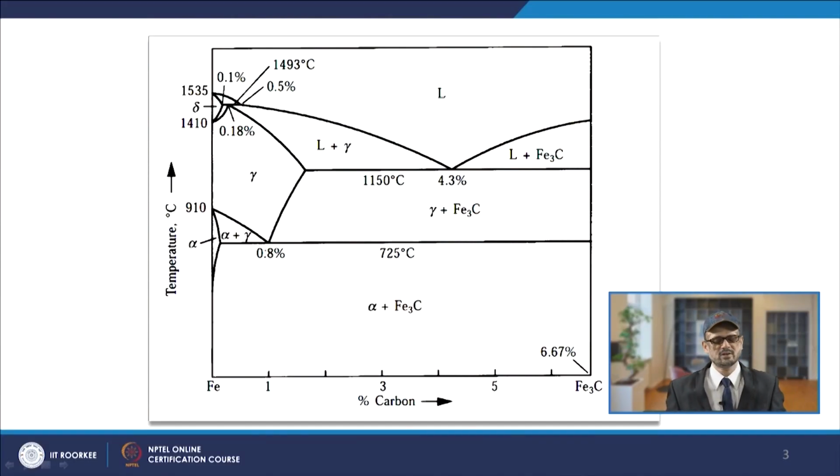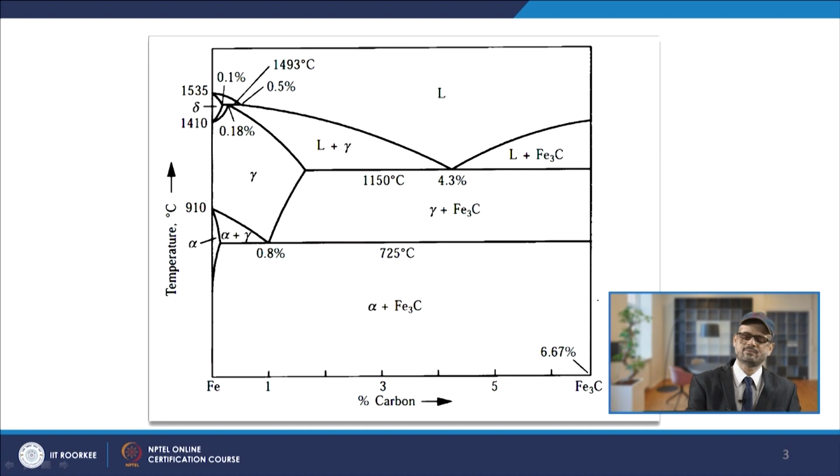So, this is your eutectoid point. At the eutectoid point, what you see is that this gamma, which is of about 0.8% carbon, while cooling will convert to, on one side, this alpha and, on the other side, the Fe3C, that is cementite. So, this eutectoid reaction will give you this, and in fact at this composition the transformation occurs.